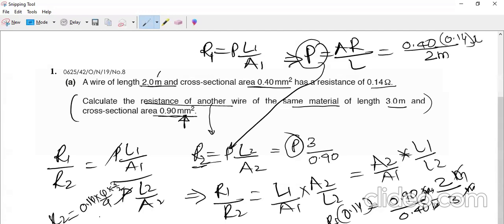So this would make it, you see, everything is cancelling. You are getting 0.14 into 2 by 3, which is whatever, 0.09 something. I'll just check the answer.